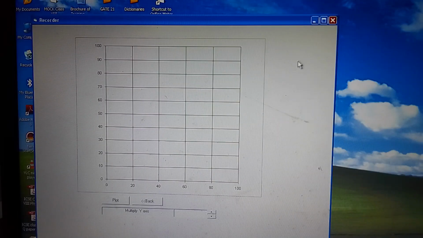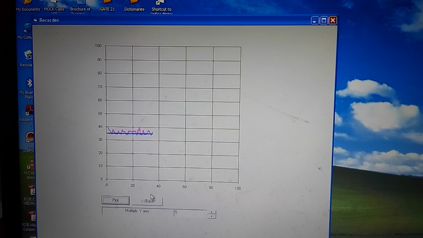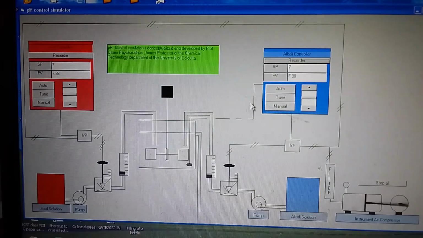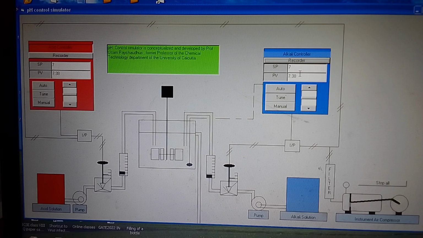You can see the recorder also and get the plot, and see this is at 0 level, so we can magnify it, say 5 times, then plot it. Then you can understand the straight blue line is the set point, 35 divided by 5, that is 7, the pH, and these red lines are the slight fluctuations of the pH as measured by the controller, the SPV. Now you can see this is slightly fluctuating, plus minus about 7.